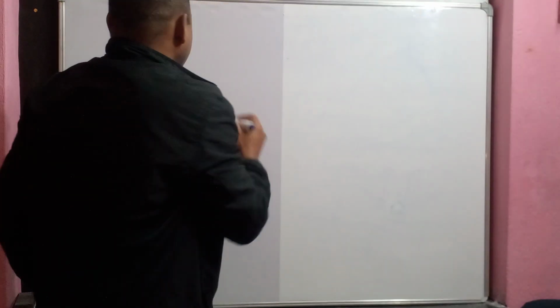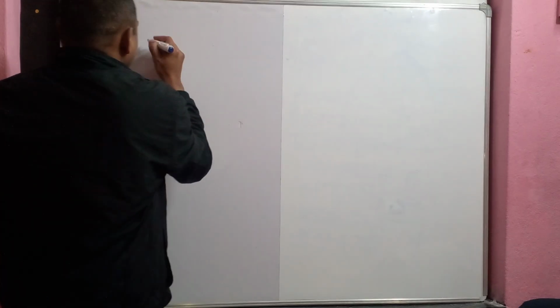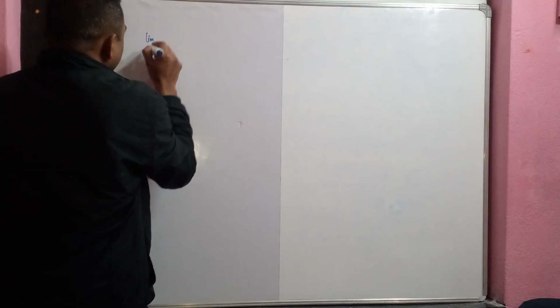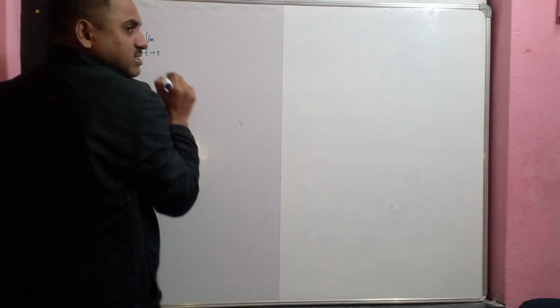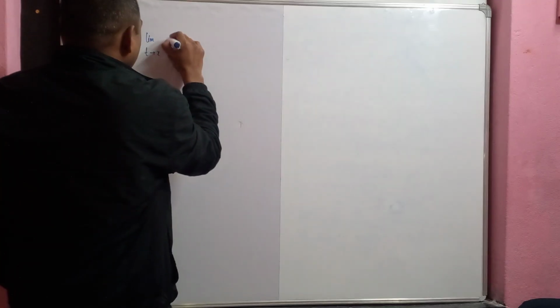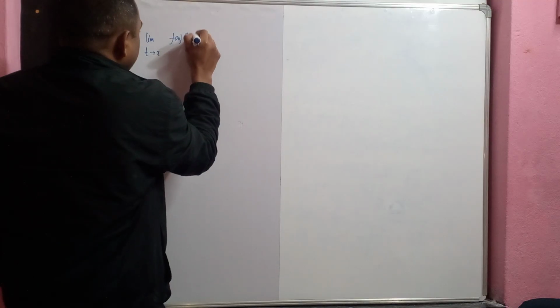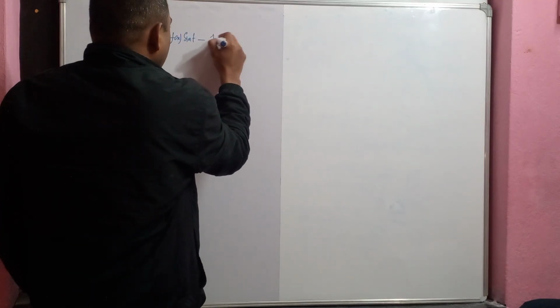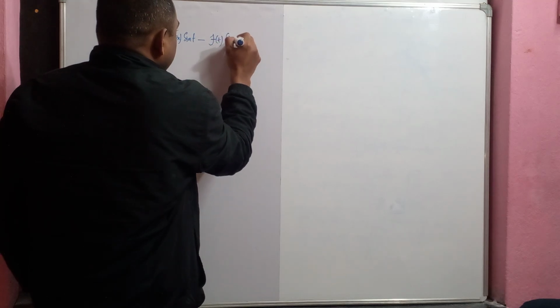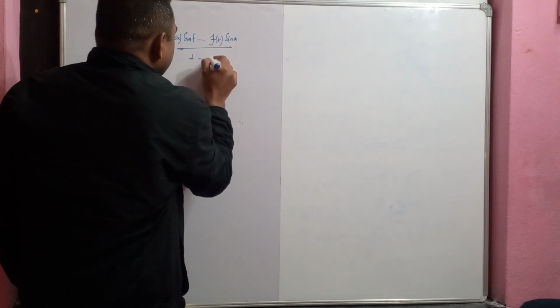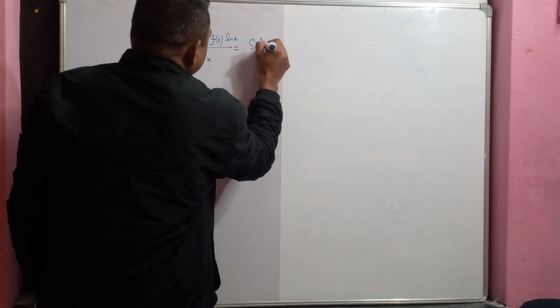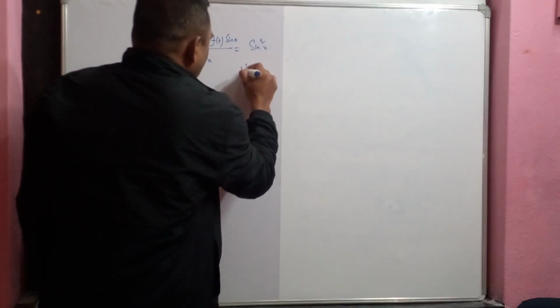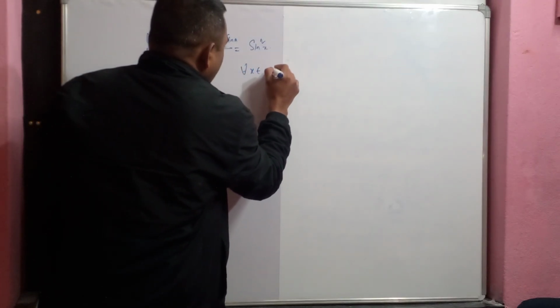I'm dictating the question: suppose limit t tends to x of f(x) sin t minus f(t) sin x, divided by t minus x, is equal to sin square x, and it is for all x belonging to 0 comma pi, okay.